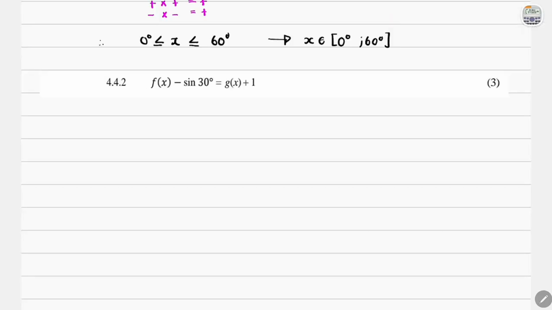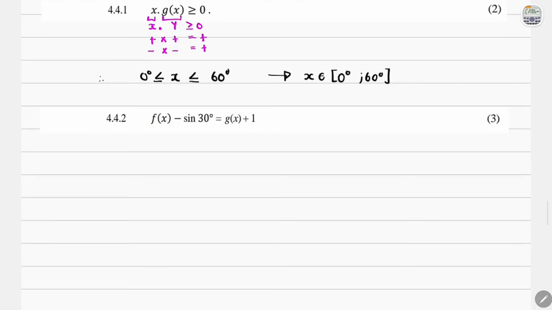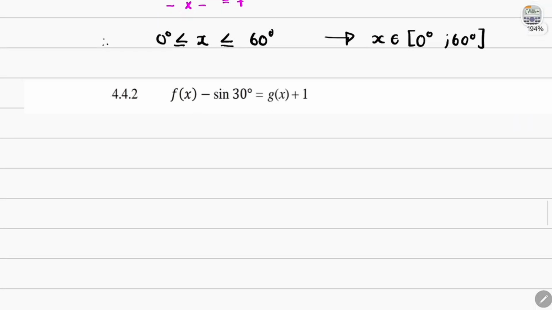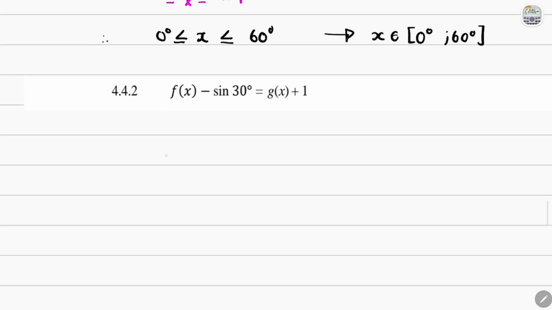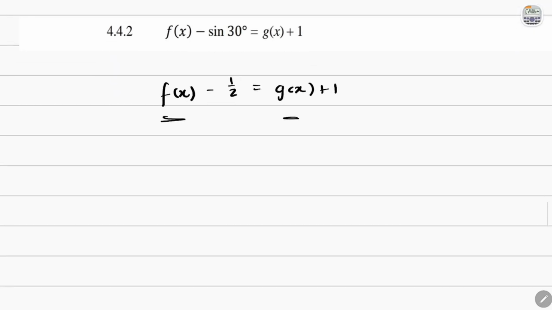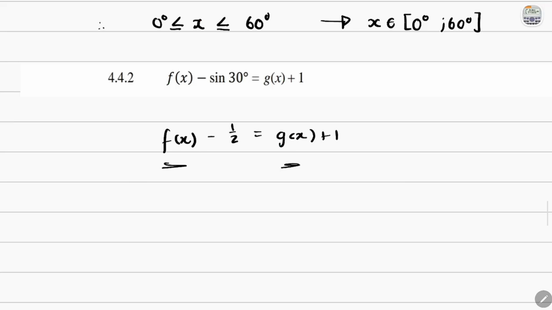Question 4.4.2 says we need to determine the values of x for which f of x minus sine 30 degrees, which is a half, is equal to g of x plus 1. Okay, let's just simplify this further. So f of x minus sine 30 degrees, which is a half, is equal to g of x plus 1. We can just, because there's no use of really leaving these together. Imagine having to subtract a half from f, shifting it a half unit down, and then shifting that 1 unit up. So let's just go ahead and bring g of x over here.